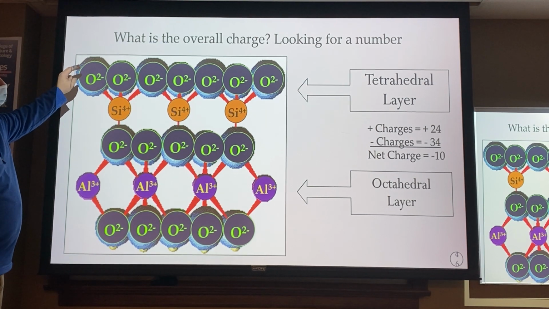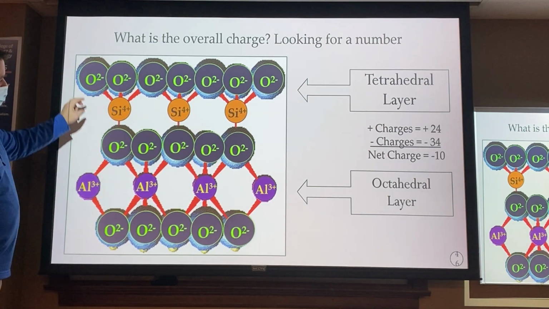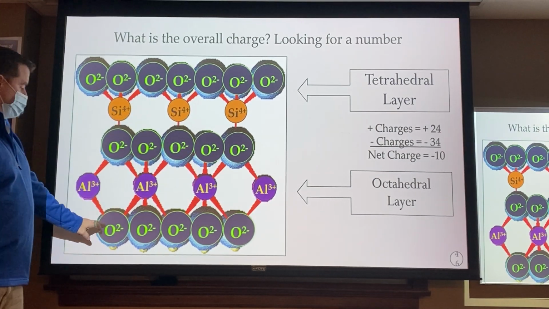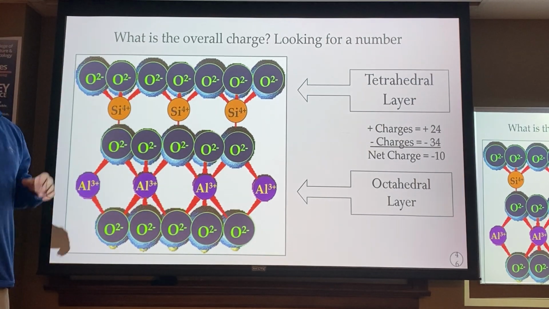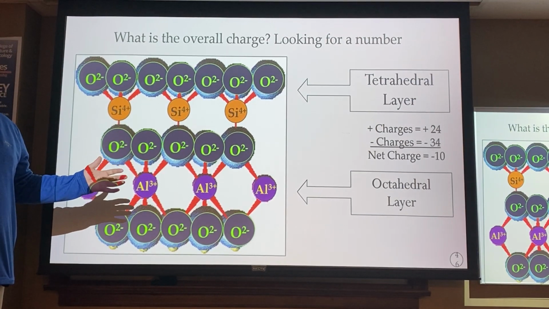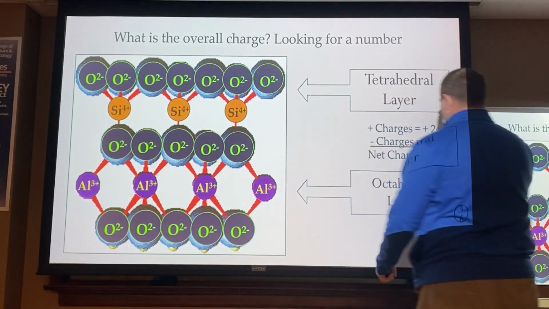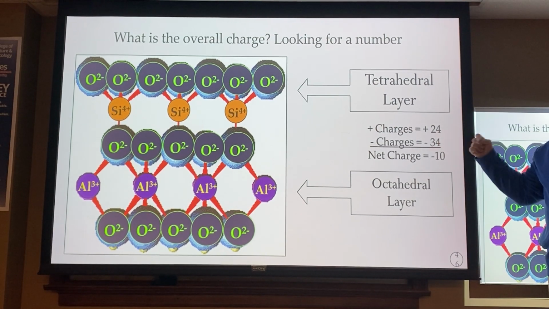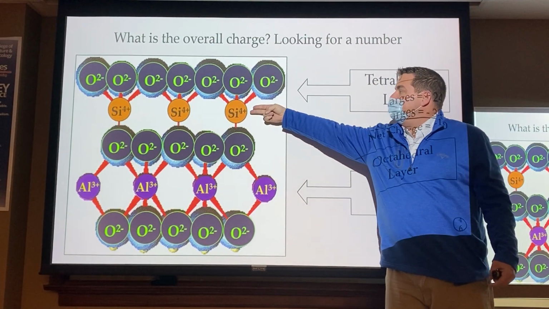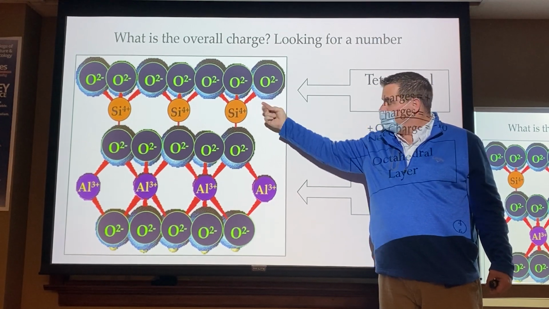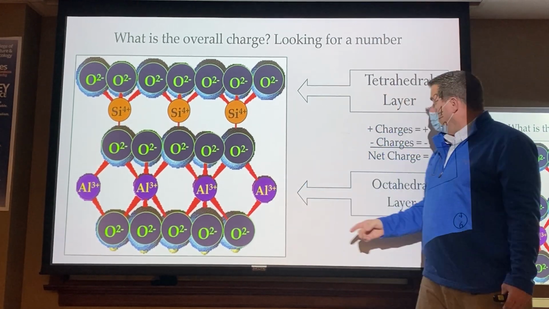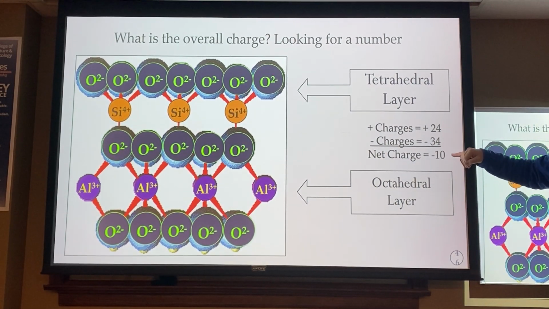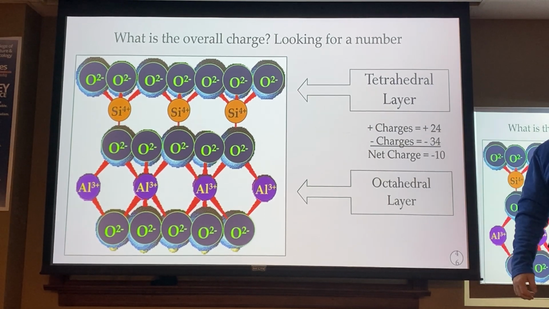In the tetrahedral and the octahedral, we have 17 oxygens, each worth -2. So our overall net charges equal 34. In the tetrahedral, we have silica worth +12. In the octahedral, we have aluminum +12. So our overall positive charges are 24, and the overall net charge on this would be -10.